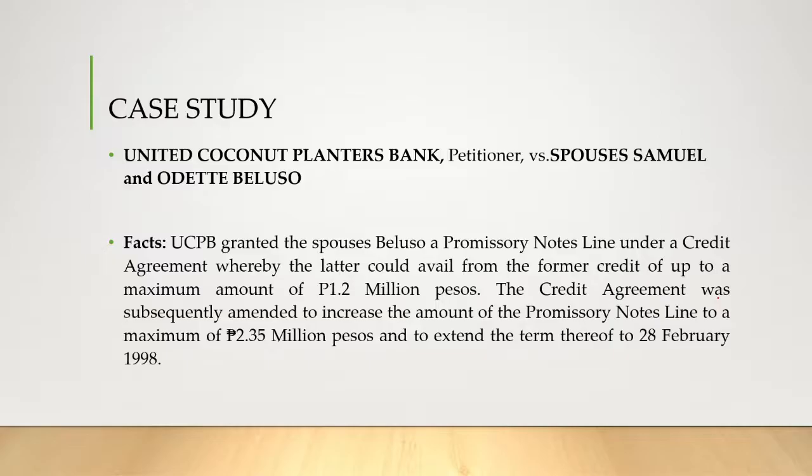So case study. So first case, we have the case of United Coconut Planters Bank versus spouses Samuel and Odette Beluso. So what happened in this case? The UCPB or yung United Coconut Planters Bank granted the spouses Beluso a promissory note under a credit agreement. So the spouses could avail from the former credit of up to a maximum amount of 1.2 million pesos. So later on, it was subsequently amended to increase the amount of the promissory notes line to a maximum of 2.35 million pesos. So the spouses availed of this amount, 2.35 million pesos. So nangutang yung spouses from UCPB in the amount of 2.35 million pesos.